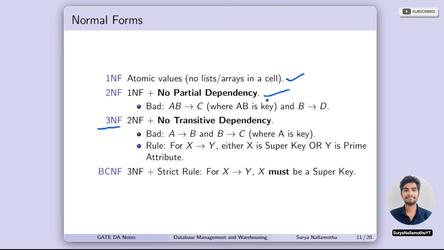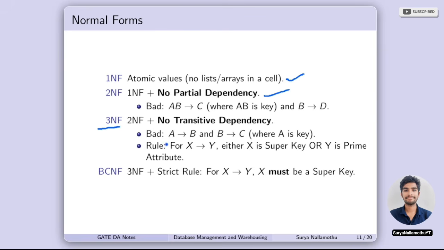After checking 1NF and 2NF, then go to 3NF. It must be that 2NF is valid. After 2NF is successful, then we go to 3NF. After 2NF, you go to no transitive dependency.